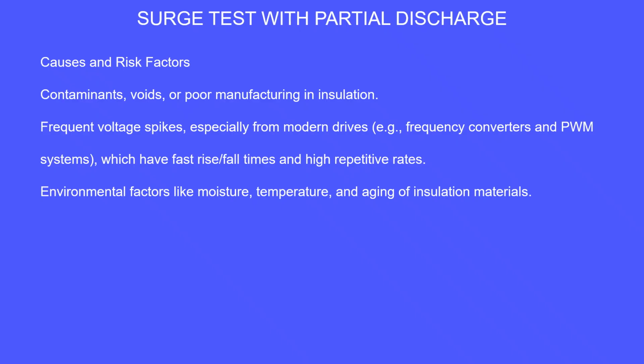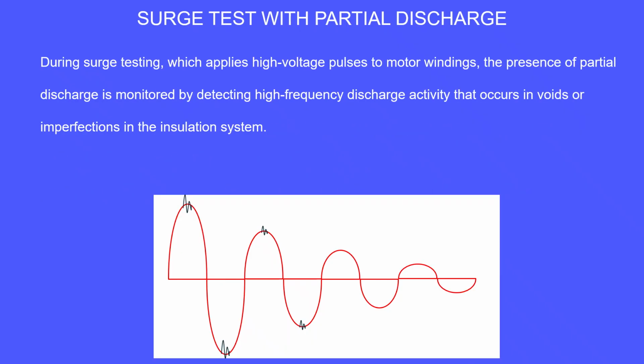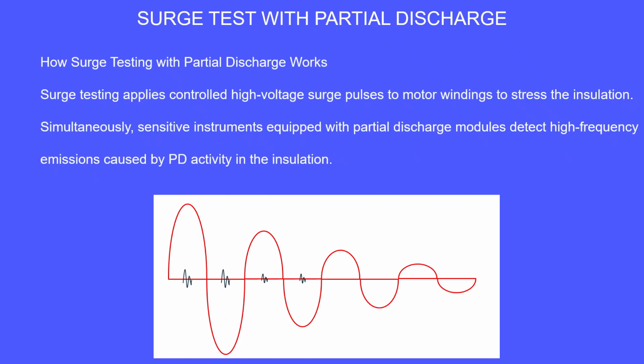How surge testing with partial discharge works. During surge testing, which applies high voltage pulses to motor windings, the presence of partial discharge is monitored by detecting high-frequency discharge activity that occurs in voids or imperfections in the insulation system. Surge testing applies controlled high-voltage surge pulses to motor windings to stress the insulation. Simultaneously, sensitive instruments equipped with partial discharge modules detect high-frequency emissions caused by PD activity in the insulation.